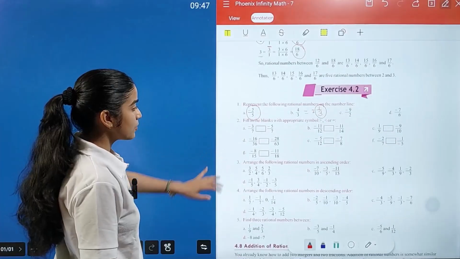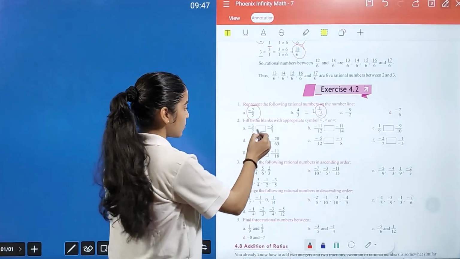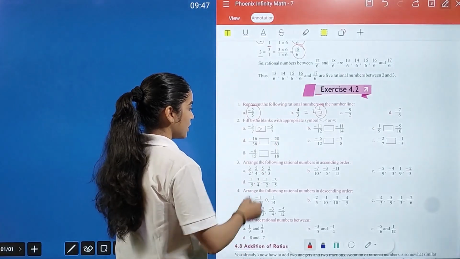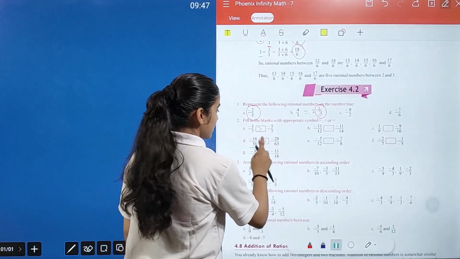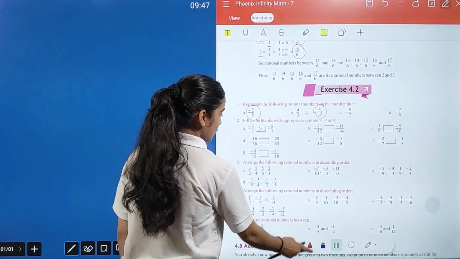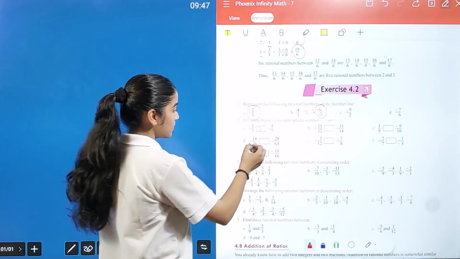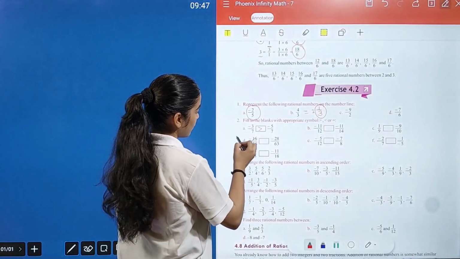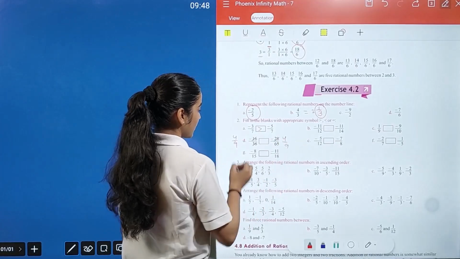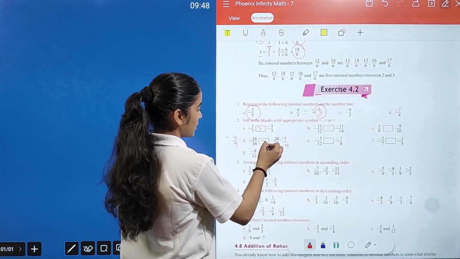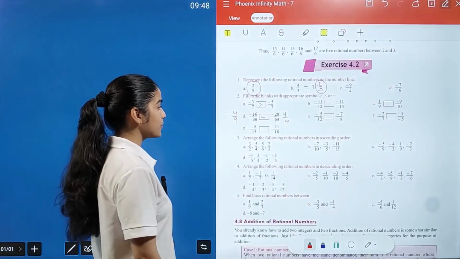Filling the blanks with the appropriate symbol. Which one is greater? According to integers, the smaller number is greater, minus 3 by 7. Now in this case also, you have to first make their denominators the same and then identify which one is greater. So first we simplify it. Here we have 4 by 9 and here we have 4 by 9. Minus and minus. So both are equal to each other.